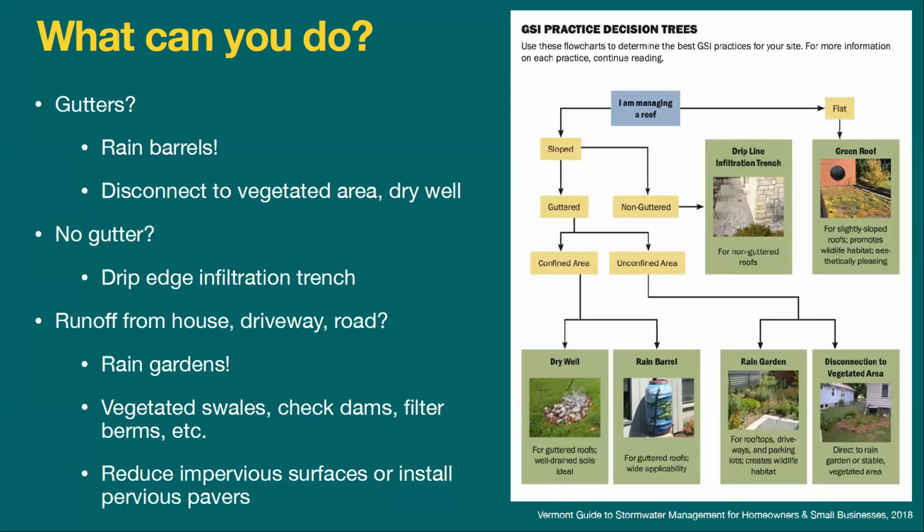And filter berms are another interesting practice. I don't have a lot of experience with them, but they have a lot of potential. And then also some of the best things you can do, if you can, is just reduce impervious surfaces. Maybe install pervious pavers instead of pavement, or there's a lot of geogrid, these hard plastic structures that you can fill with pea stone instead of a pervious concrete walkway.